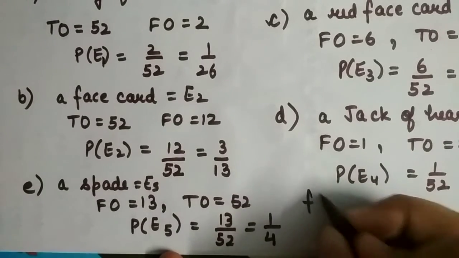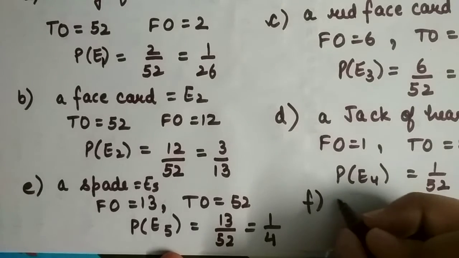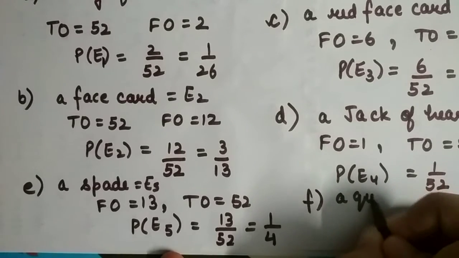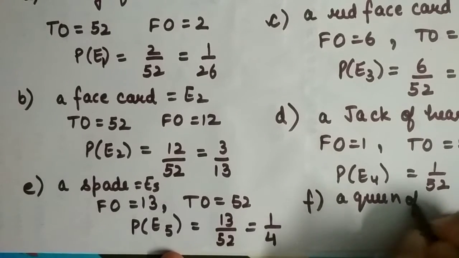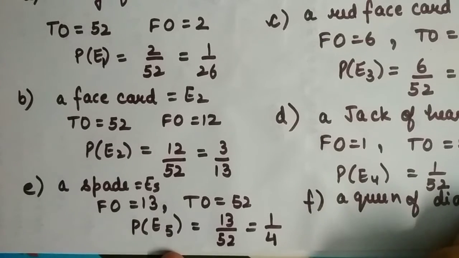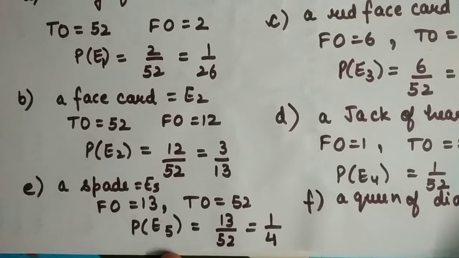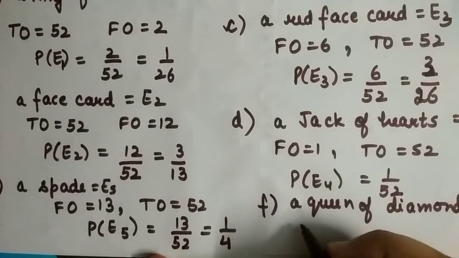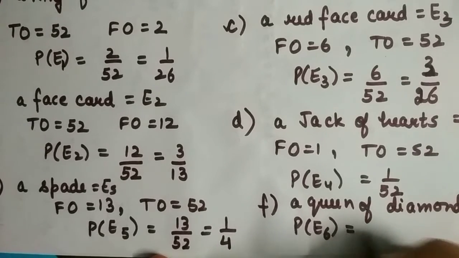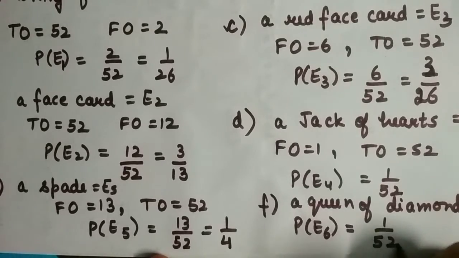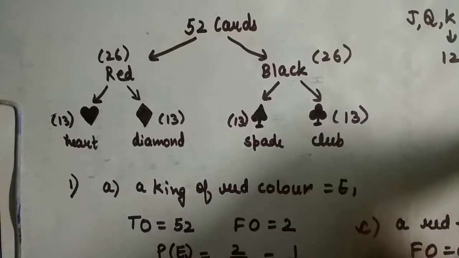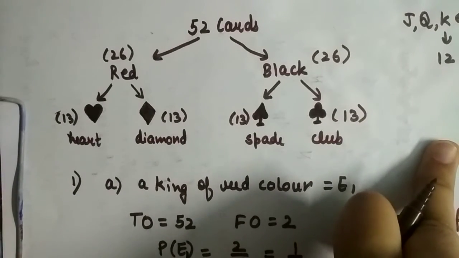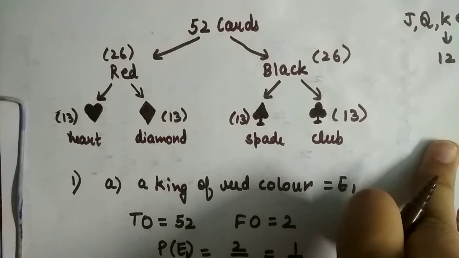And sixth part, they are asking what is the probability of getting a queen of diamonds. So there is only one queen of diamond, so our probability of the event is 1 upon 52. So you need to remember all the things regarding the cards in order to solve the questions.